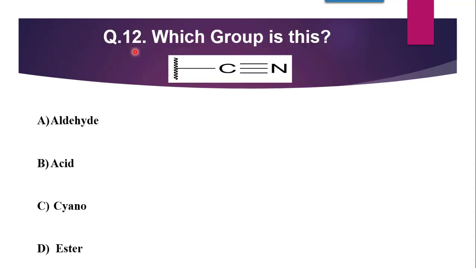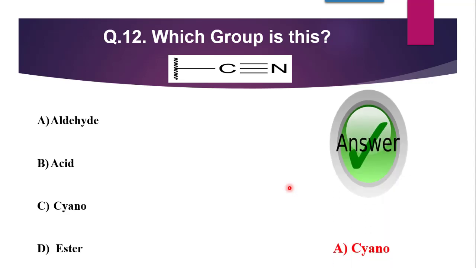Then question 12. Which group is this? C triple bond N, it is cyanide. So it is the cyano group. Aldehyde, definitely it is not there, because aldehyde is RCHO, acid is RCOOH, ester is RCOOR. So the answer is cyano. Cyanide or cyano is an inorganic compound which contains this bond, C triple bond N.